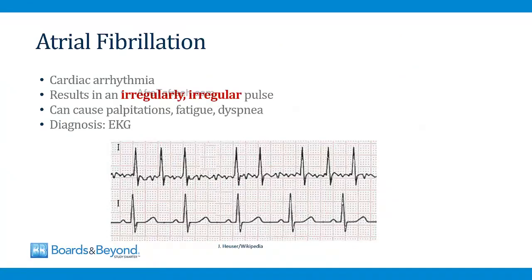Let's start by talking about atrial fibrillation. Atrial fibrillation is one of the most common cardiac arrhythmias. You will definitely see this on your clinical rotations frequently. It causes a pulse that is irregularly irregular. This is the classic description of the pulse in atrial fibrillation, and you should recognize it for your board exams.